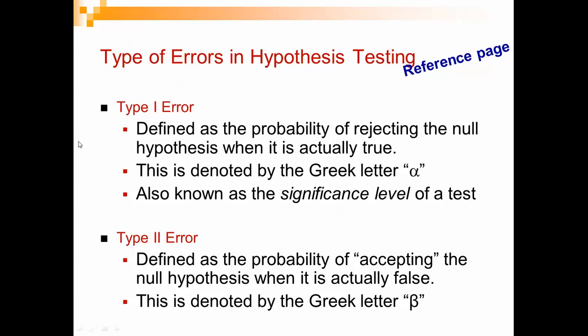Here are some reference pages for you that you can print out, and this is just referring to the type 1 and type 2 errors that we've been talking about. A type 1 error is the probability of rejecting the null hypothesis when it's actually true, and a type 2 error is the probability of "accepting" a null hypothesis when it's actually false. We put accepting in quotes because we don't accept the null hypothesis.